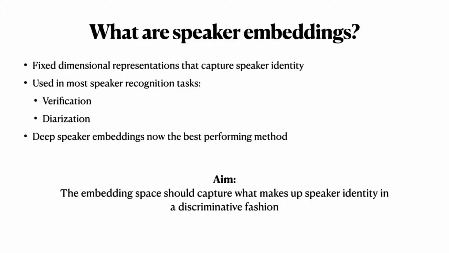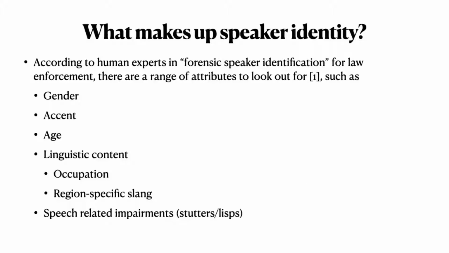What are speaker embeddings? Well, they are fixed dimensional representations that capture speaker identity, with deep speaker embeddings now being the best performing method of extracting them. And in general, we can say that the aim is for the embedding space to capture what makes up speaker identity in a discriminative fashion. And that naturally begs the question, what makes up speaker identity? And according to human experts in forensic speaker identification in law enforcement, it's things like gender, regional accent, age, or linguistic content.